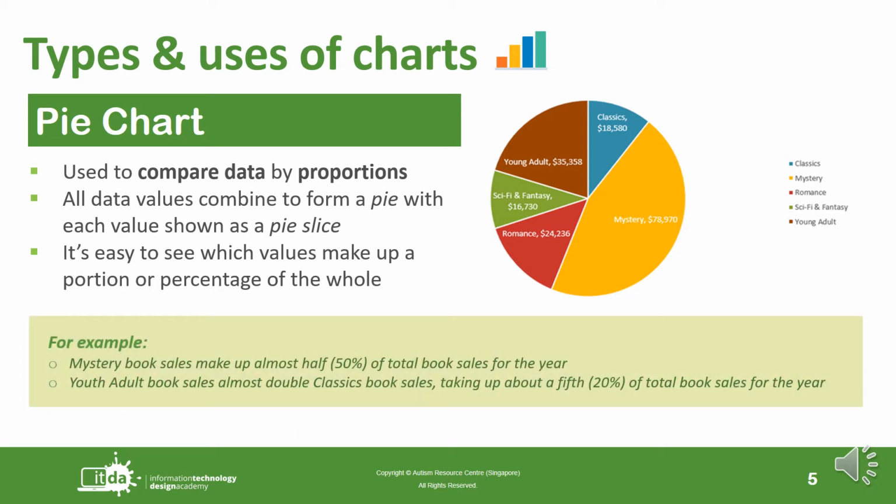So if you were to read a pie chart, you would say something like this. Oh, mystery book sales make up almost half or 50% of total book sales for the year based on the pie chart. Or adult book sales almost double classic book sales, taking up about a fifth or 20% of total book sales for the year based on the pie chart.